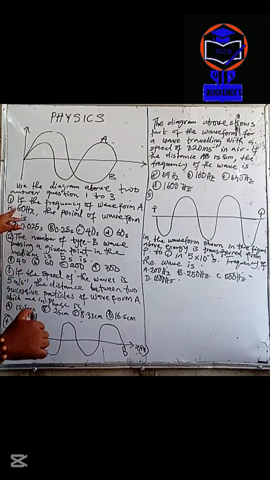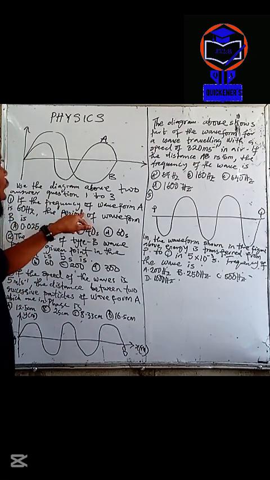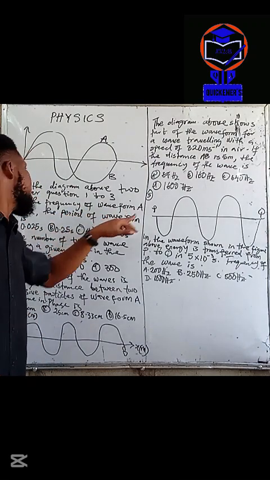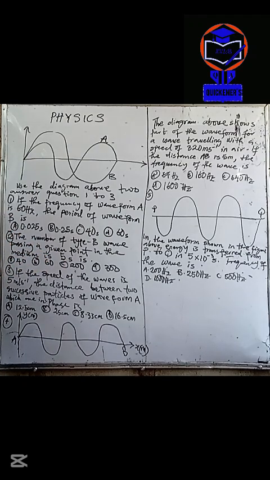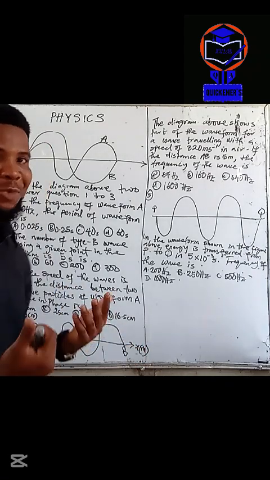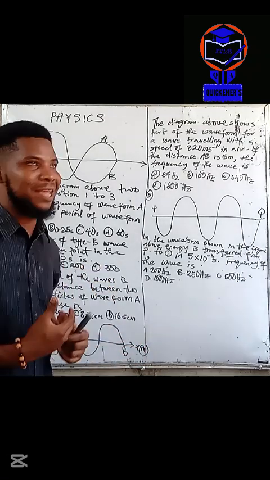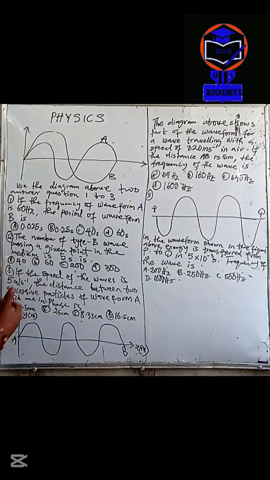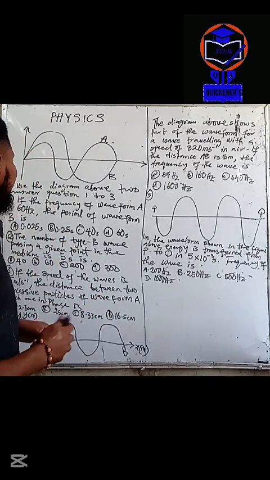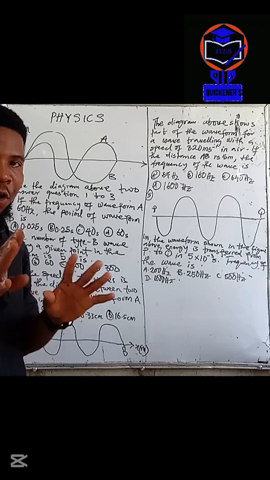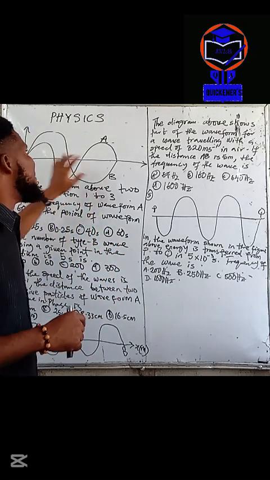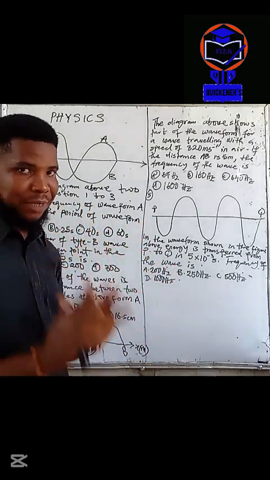Alright, let's start solving. If the frequency of waveform A is 60 Hertz, the period of waveform B is a very simple one. You can quickly answer that, but let's apply some formula to get it. The first thing that connects A and B is that they have the same time.